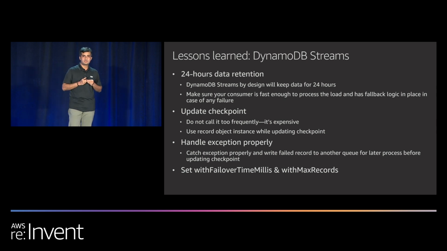One thing you can do here is, in the case of an exception or a failure, write that record to another fallback mechanism so that your primary feeder can continue incrementing the checkpoint and can keep reading the new messages.